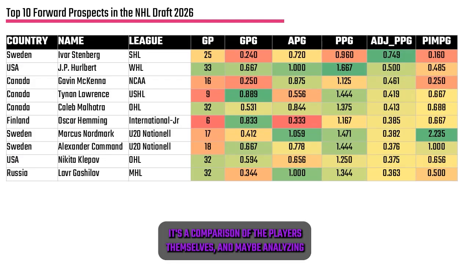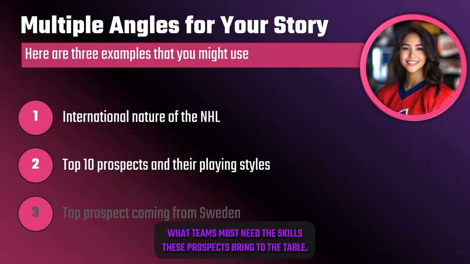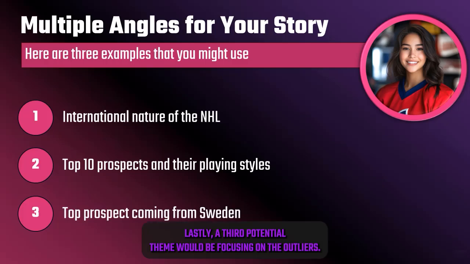A second theme are the top 10 forwards, which directly answers our big question. It's a comparison of the players themselves and maybe analyzing what teams most need the skills these prospects bring to the table. Lastly, a third potential theme would be focusing on the outliers.